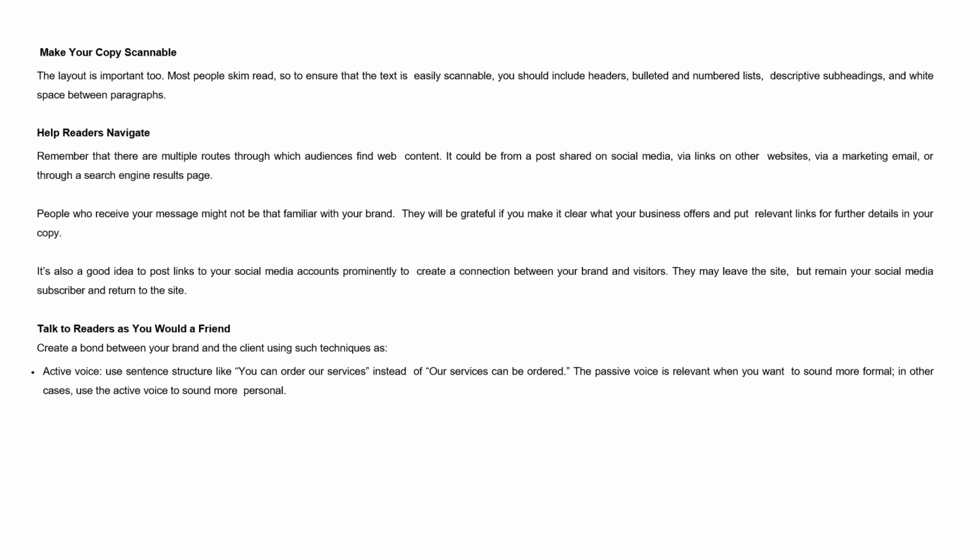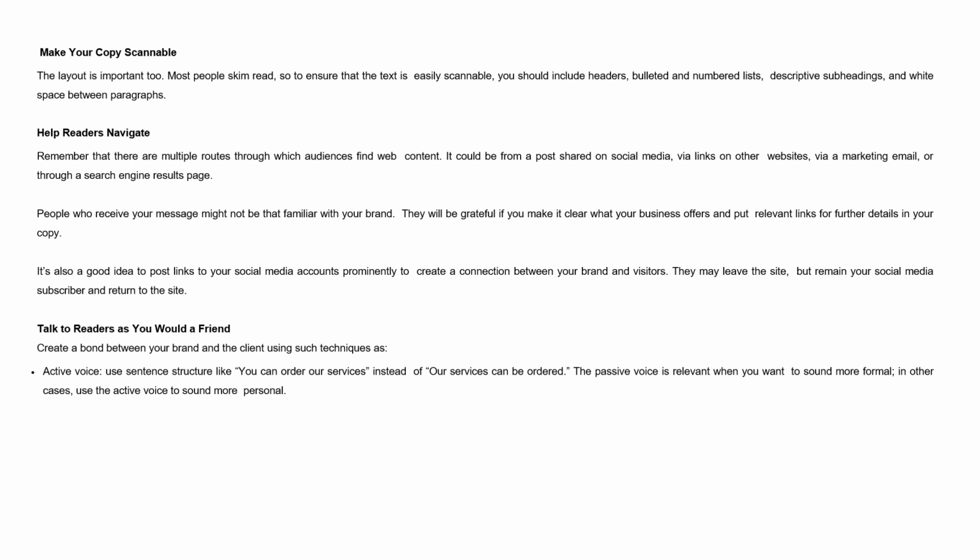Help readers navigate. Remember that there are multiple routes through which the audience finds web content. It could be from posts shared on social media, via links on other websites, via marketing email, or through search engine result pages. People who receive your message might not be that familiar with your brand. They'll be grateful if you make it clear what your business offers and put relevant links for further details in your copy. It's also a good idea to post links on social media accounts prominently to create a connection between your brand and visitor. They may leave the site but remain your social media subscribers and return to the site.